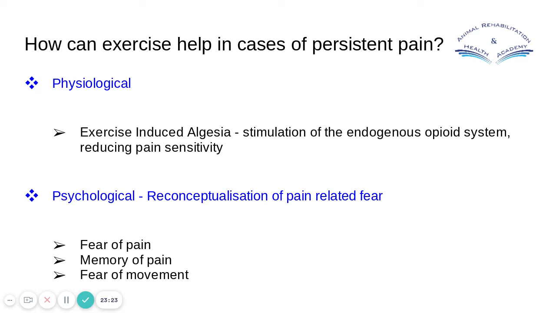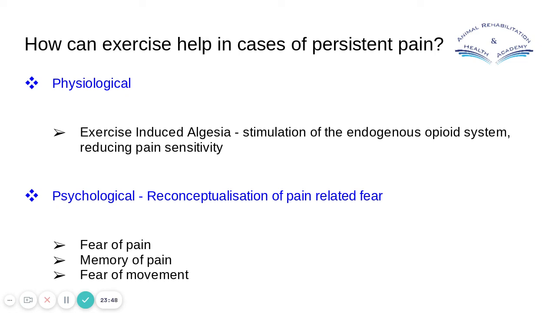But thinking about the psychological aspect, what we want to think about is the reconceptualization of pain-related fear. Lots of the animals that we work with, we think they're fixed, and then they've still got a movement asymmetry, which we'll very often put down to proprioception deficit, which is very true too, and this can all be affected as part of these same pathways.